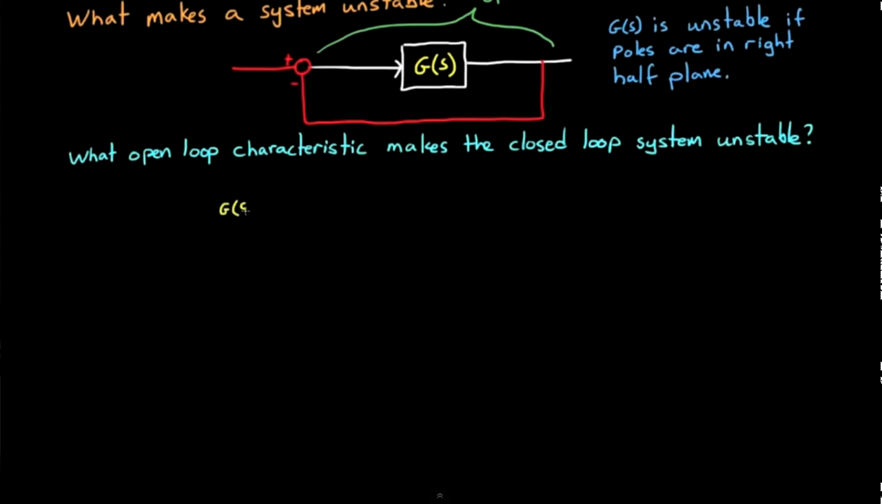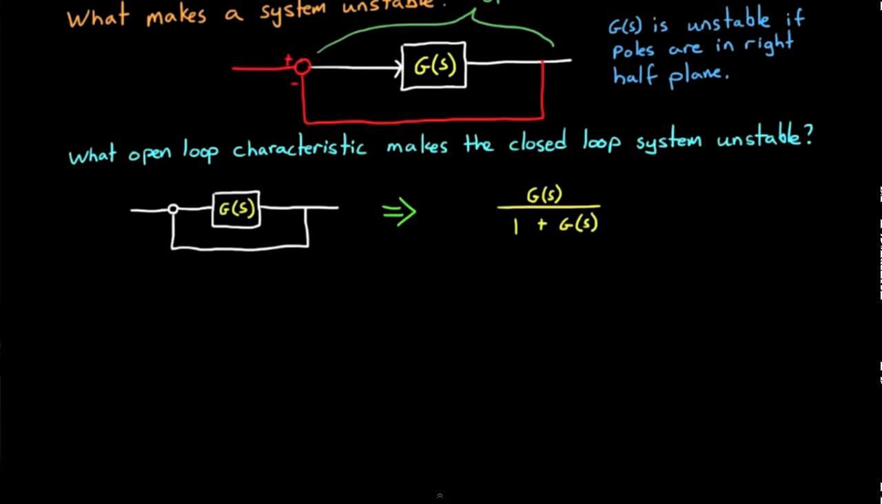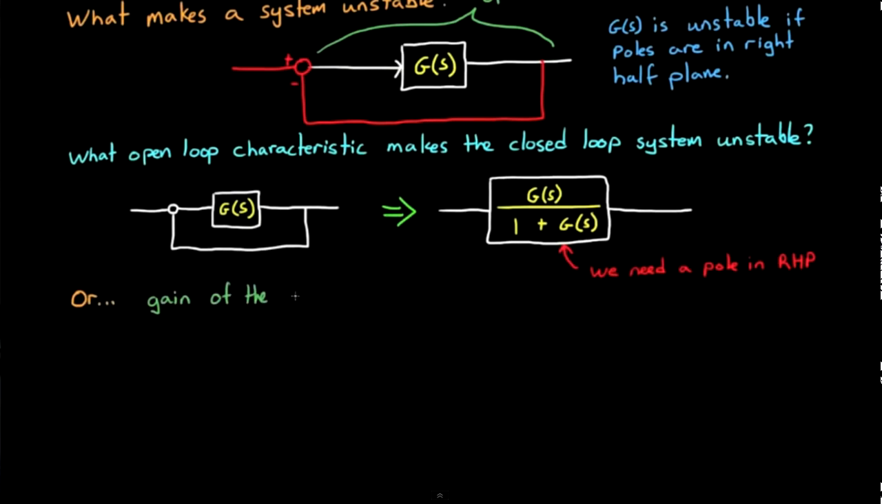Let's once again start with an open-loop transfer function, G of S. And when we close the loop around this system with unity feedback, the closed-loop transfer function becomes G of S divided by 1 plus G of S. So for the closed-loop system to be unstable, we'd need a pole in the right half plane. But we can also think about it this way. An unstable system has a gain of infinity because unstable systems will grow unboundedly, which is infinite gain.